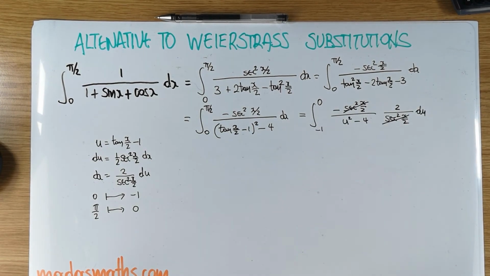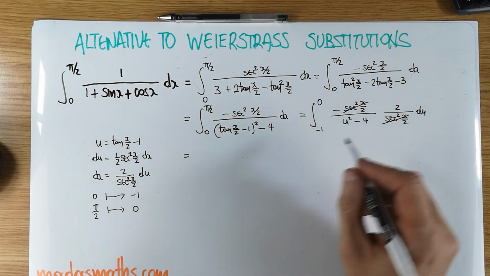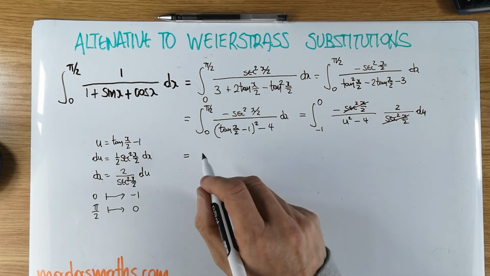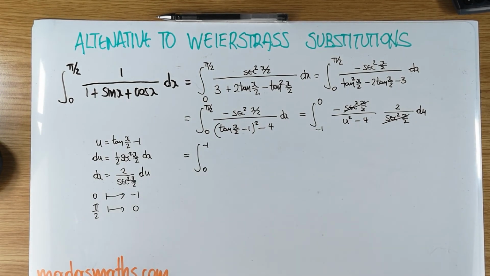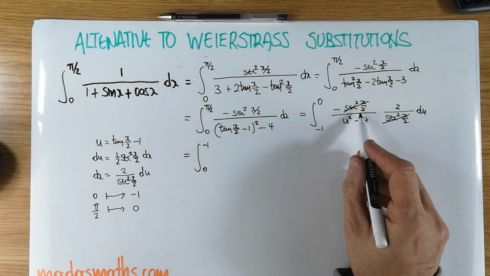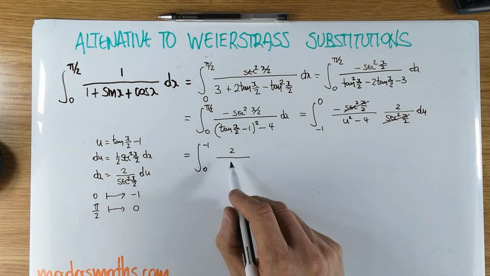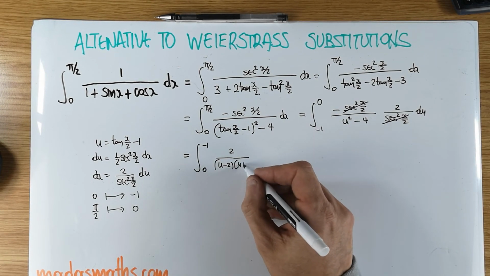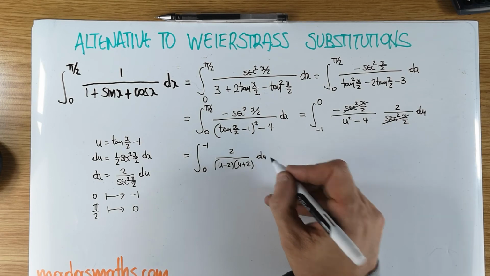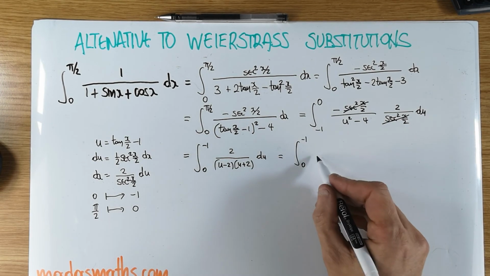Let's do a little bit of tidying of all of this. We've got that 2. We've got the minus 2. Maybe I should swap the limits. I prefer the partial fraction like that because I can do them in my head. So this will go minus 1 on the top, 0 at the bottom. And I'm going to have a 2 over u minus 2, u plus 2 du.